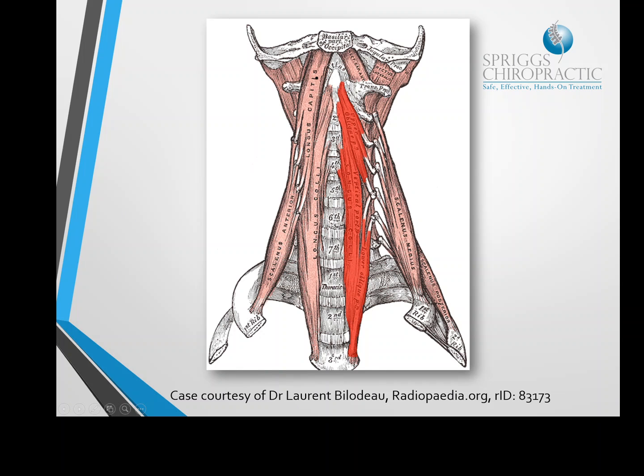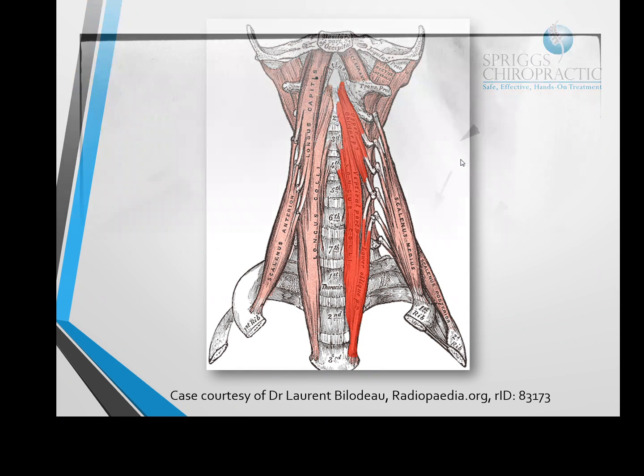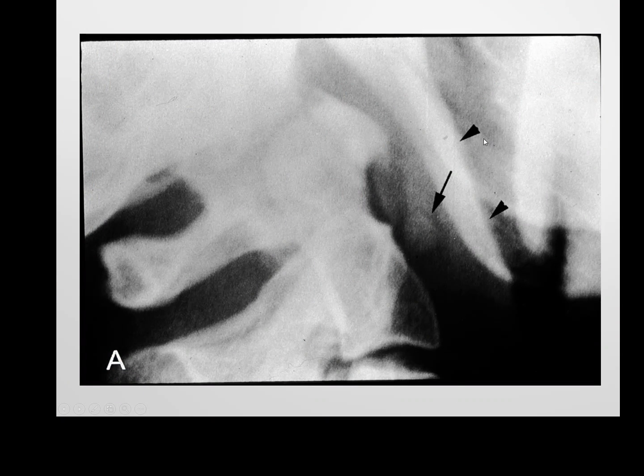So just to review your anatomy, here's the longus colli muscles, anterior aspect of C2 and C3 in particular, and here it is on a lateral projection of an x-ray. So here's obviously C1, you've got the dens, the body of C2, here is the back of the patient's jaw, and here is the longus colli muscle calcification given away by the arrows.